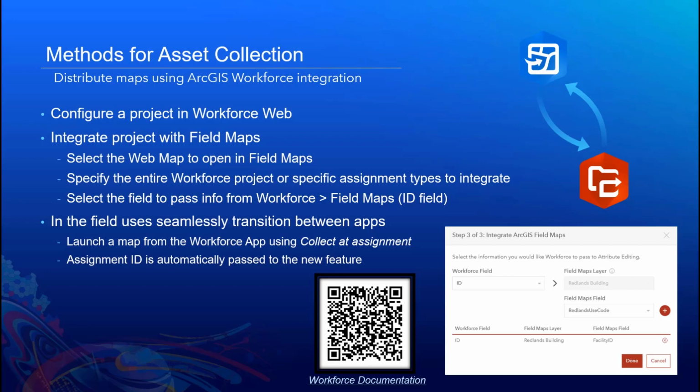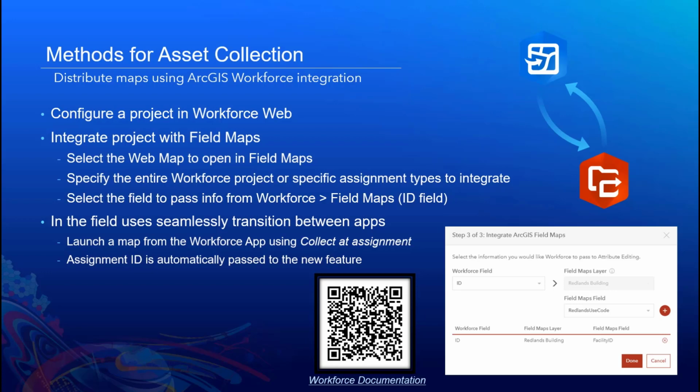But basically, what you do is you configure a project in Workforce Web, and you can integrate this project with Field Maps. You'll select the web map that you want to open in Field Maps, specify either the entire Workforce project or specific assignments to integrate, and pass the Workforce Assignment ID field into a feature layer within Field Maps.